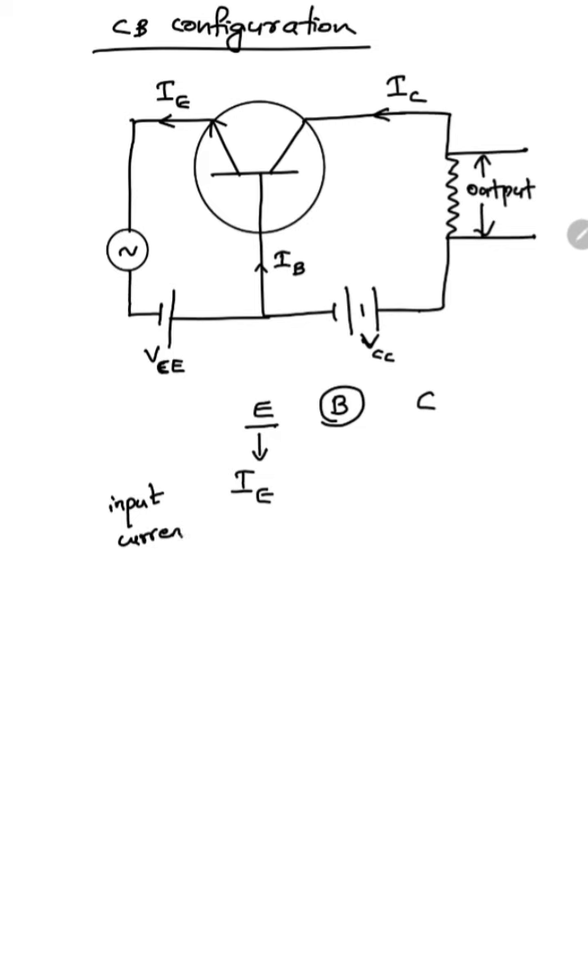And in the output there is the collector. The current flowing through the collector is called collector current, IC. So IC is the output current. From every configuration we can find out the input current and output current in this way. In this case, base is common, and emitter is the input circuit. So emitter current is flowing in the input, which is called the input current. In the collector we are getting output, so collector current is called output current.